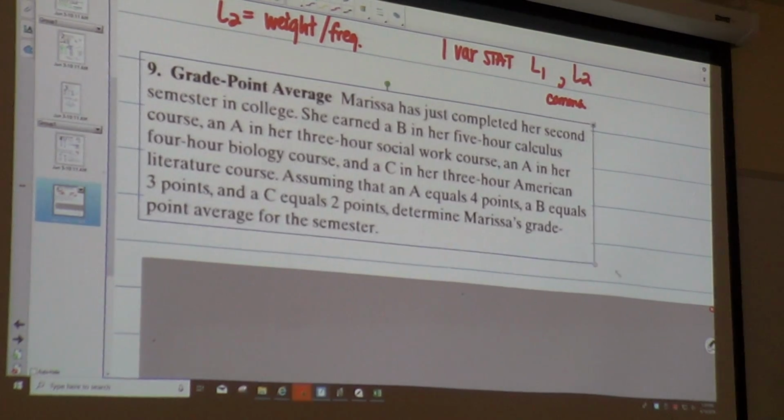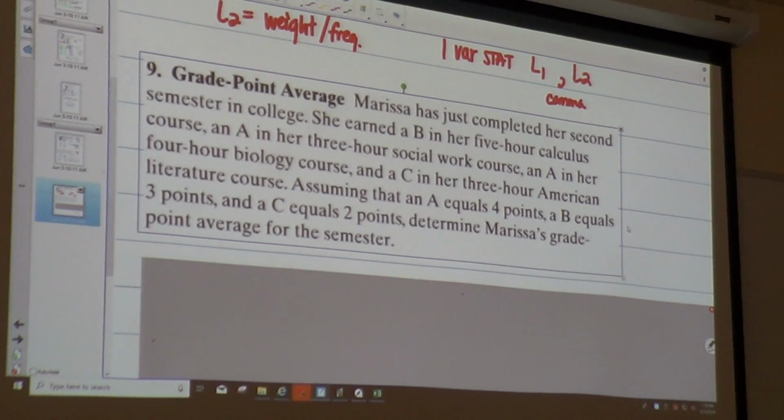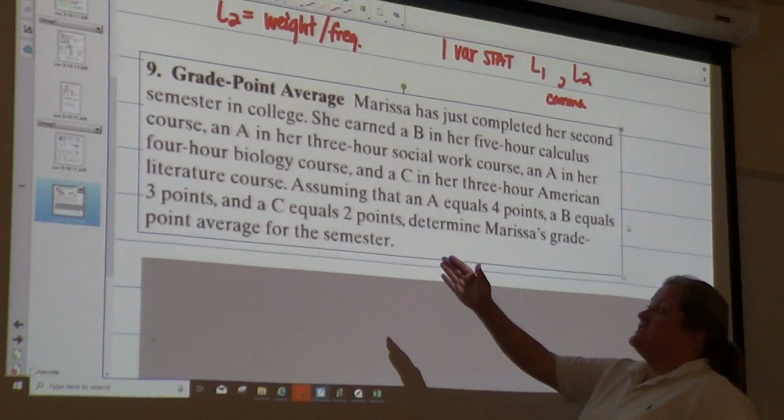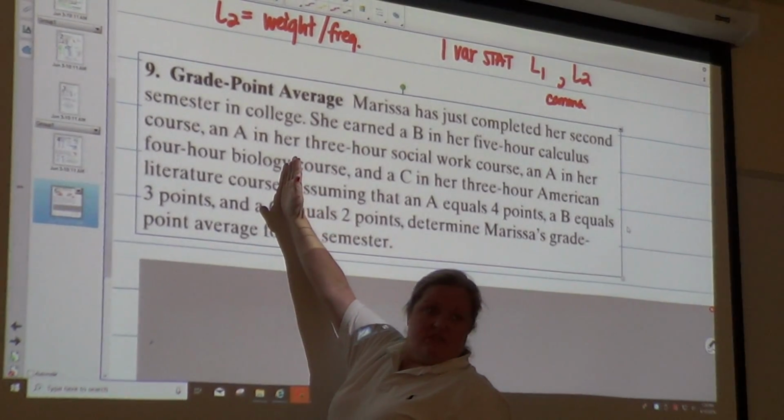Marissa just finished her 2nd semester and she wants to know her GPA. She made a B in a 5-hour calculus course, an A in a 3-hour social work course, an A in a 4-hour biology course, a C in a 3-hour American literature course. So, up until here tells us what her coursework is.